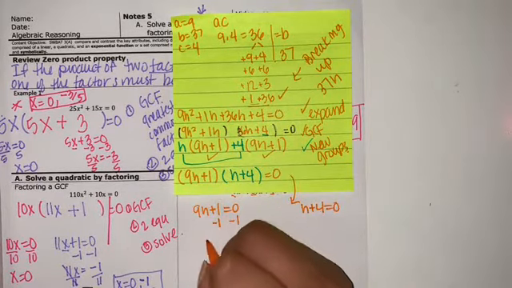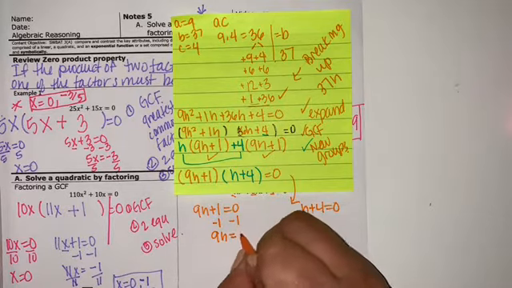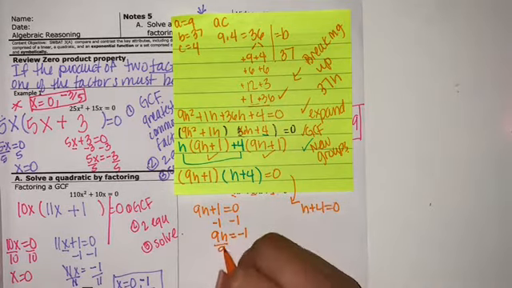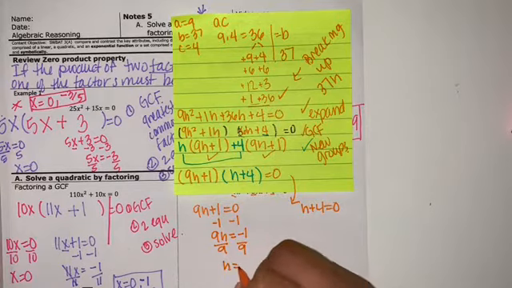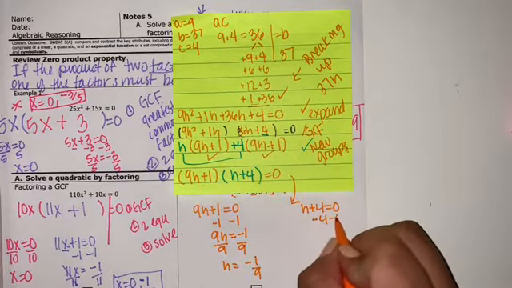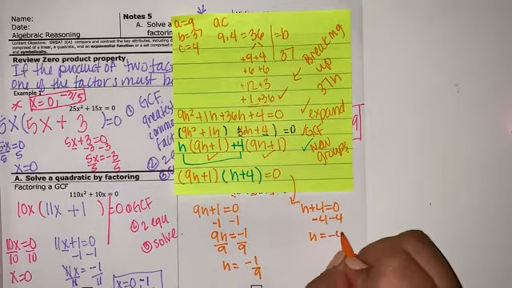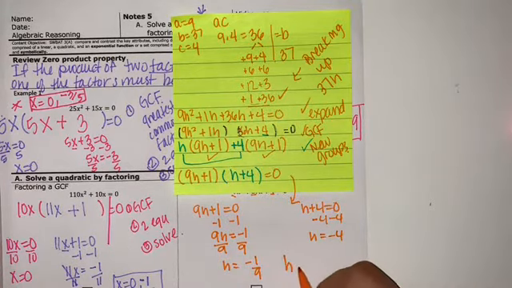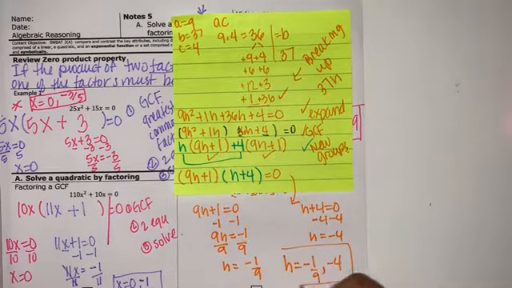Minus 1, minus 1. 9h equals negative 1. Divide by 9, divide by 9. h equals negative 1 over 9. Minus 4, minus 4. h equals negative 4. Your solution is h equals negative 1 over 9, comma, negative 4. And that's it.